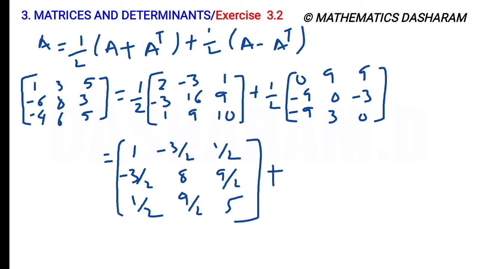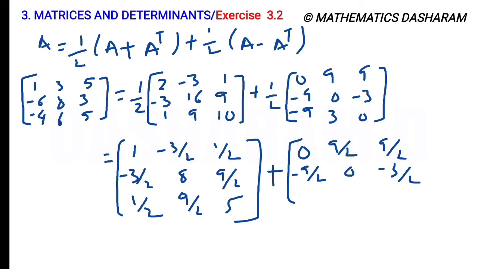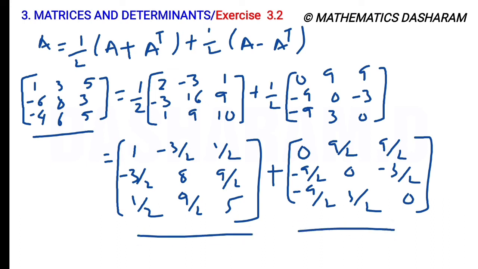plus, same here also 1 by 2 multiplying inside: here 0, 9 by 2, 9 by 2, minus 9 by 2, 0, minus 3 by 2, minus 9 by 2, 3 by 2, 0. So now the given matrix is expressed as a sum of the symmetric and skew symmetric matrices.